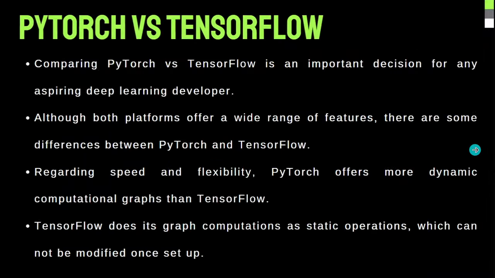So comparing PyTorch versus TensorFlow, as I told, it is an important decision for any company or any particular developer or organization to decide which framework they are going to go with. Although both platforms offer a wide range of features, there are some differences between PyTorch and TensorFlow, but in the end you are going to use the same neural network, same neuron, same activation function, same math behind it, but the ease and flexibility each offers is different. Okay, regarding speed and flexibility, PyTorch offers more dynamic computational graphs than TensorFlow. Okay, so they are mostly used where experimentation, or you want to change and create a proof of concept, you can go for PyTorch. Not only that, we have real-time applications as well, but TensorFlow does its graph computations as static operations, which can be modified one setup only.